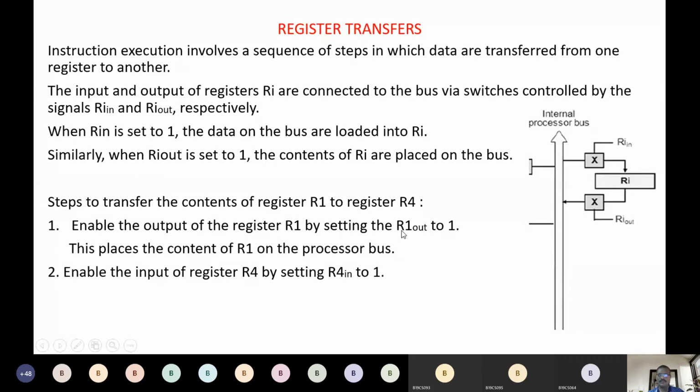The R1 out signal needs to be set to 1 so that data from the R1 register flows to this bus. Next, R4 in needs to be set to 1, so that data from the internal processor bus is transferred to R4. In this way, data transmission from the R1 register to R4 is done. Data from R1 flows to R4. This is what we call register transfers: the data from register R1 to register R4. Okay, the same explanation here.